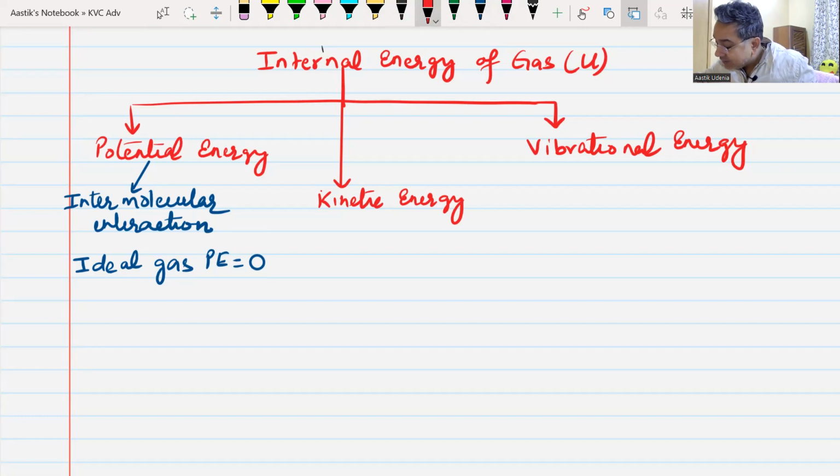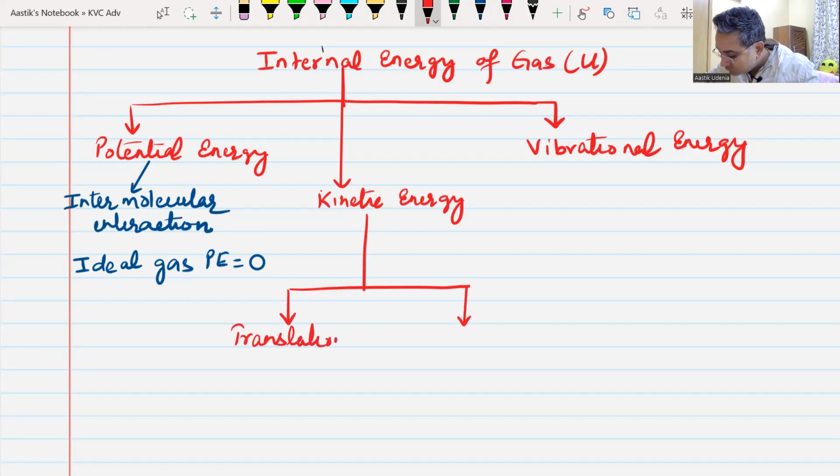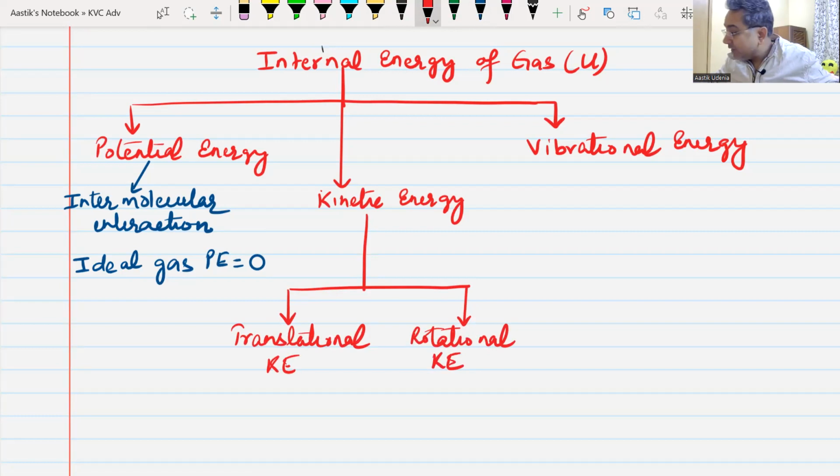Now, this kinetic energy can again be divided into two categories. What are those two categories? We already know this. Two types of kinetic energy: translational KE and rotational KE. Do we understand it? Now, this vibrational energy that we have written will only come at high temperatures. Yes or no?